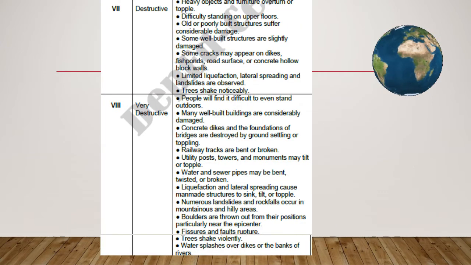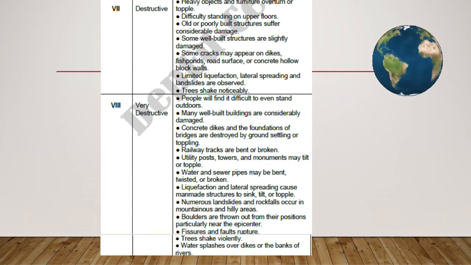Intensity 7 is already destructive. Intensity 7, you can see there that some structures can have considerable damage, and then there might be cracks on the fish pans, on the dikes, on the concrete hollow block walls. That's intensity 7 already. And your heavy furniture might be overturned or toppled down. Okay?